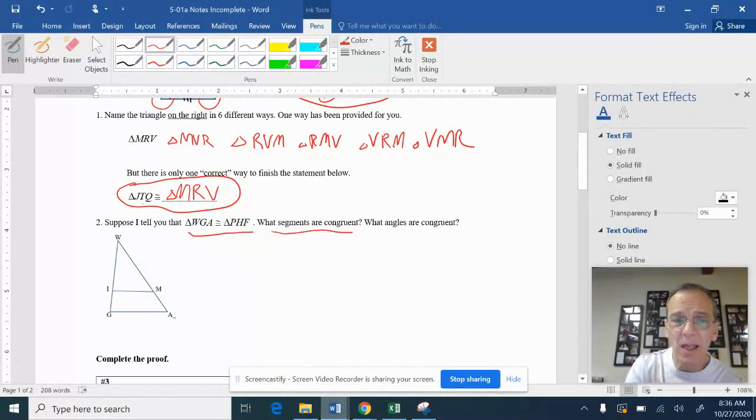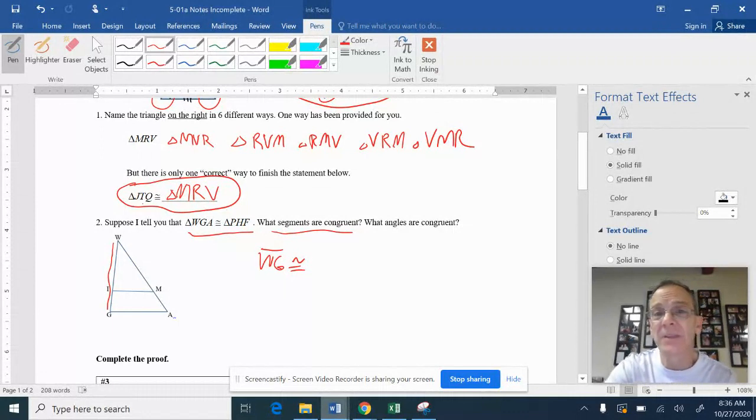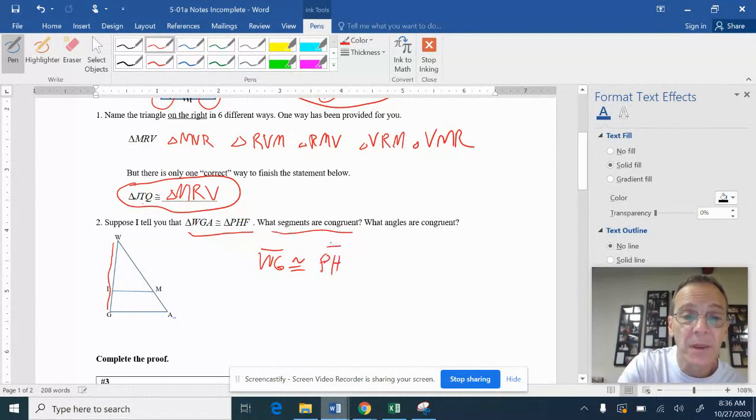Well, again, we can tell from the order of the letters. In triangle WGA, for instance, there is a segment WG. That's one of the sides of the triangle. That must be congruent to a side from triangle PHF. But can you name the side? Right, PH. Because W and G are the first 2 letters of this name, P and H are the first 2 letters of that name.